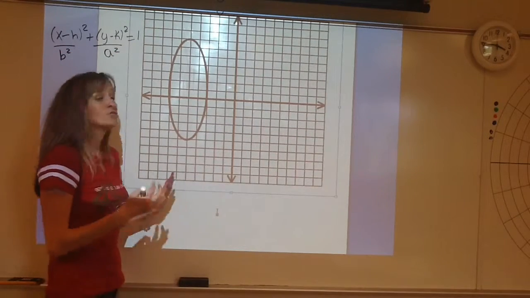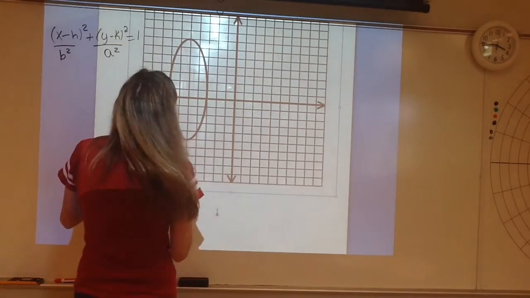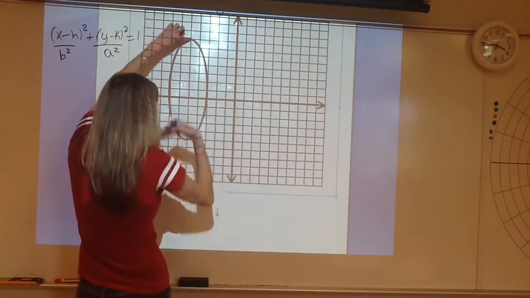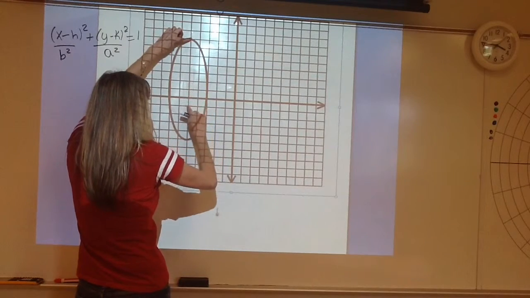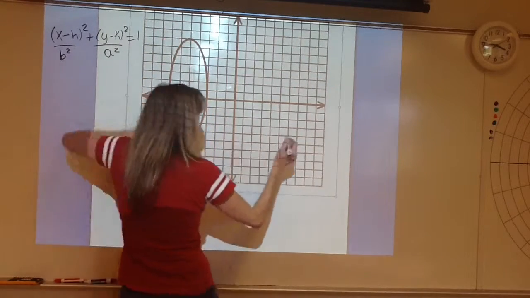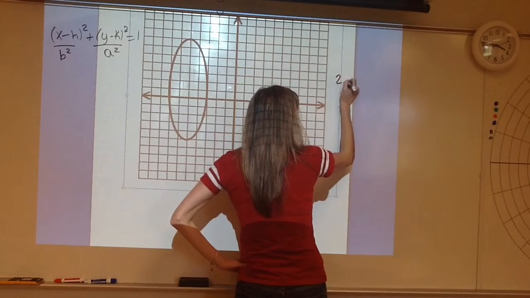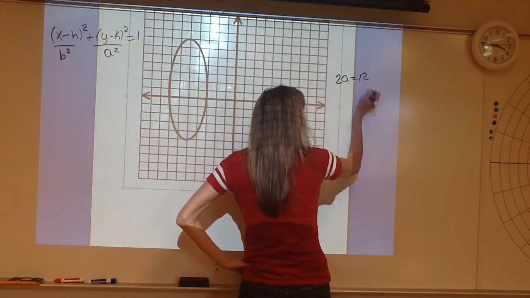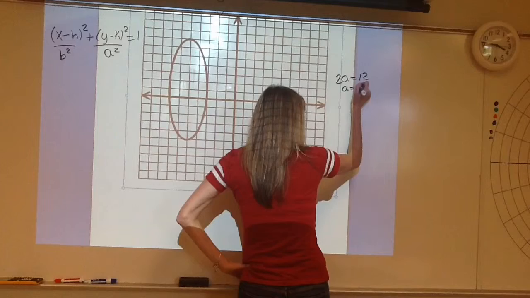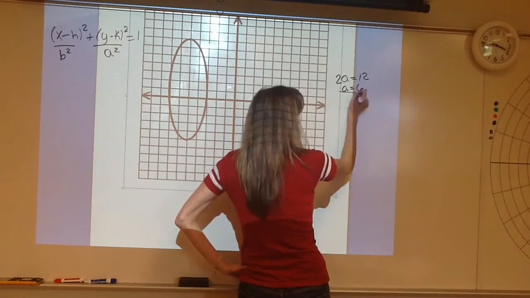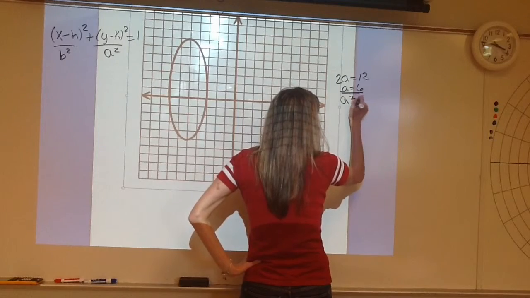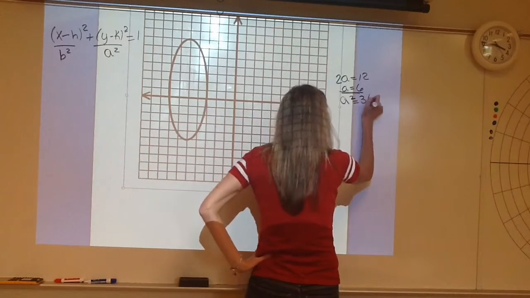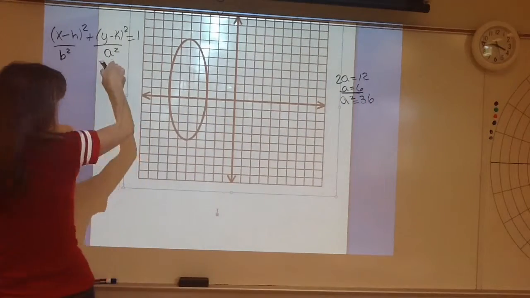Okay, so let's find the length of our major axis. So I'm going to count from the highest point to the lowest point. 1, 2, 3, 4, 5, 6, 7, 8, 9, 10, 11, 12. So I know my length is 2a, so 2a equals 12. That makes a equal 6. That's how far from the center the edge is, by the way. And so that means a squared equals 36. So I know that denominator is going to be 36.